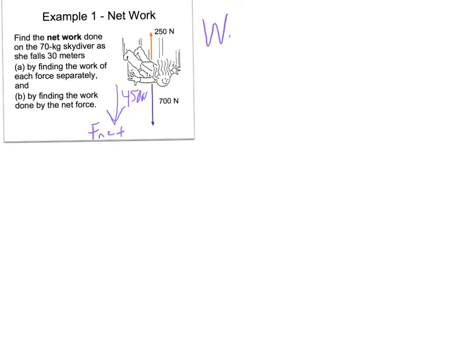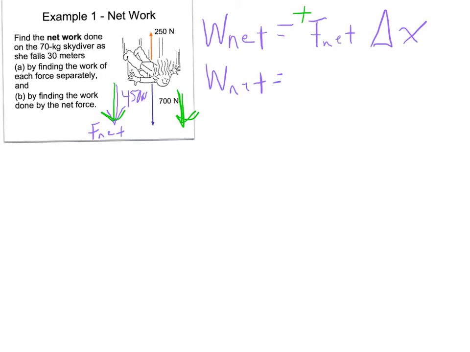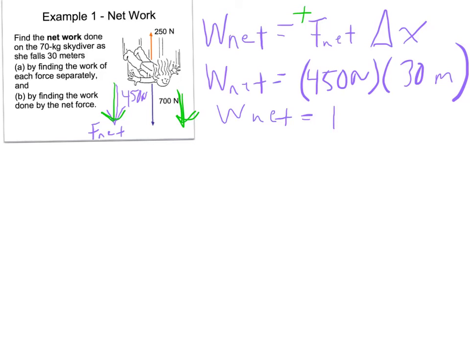So now, I just use that F net in finding the net work. So net work will be net force times displacement, and the displacement here is down, so that work's going to be positive because the net force and the displacement are in the same direction. Don't want to skip over that. Net force and displacement are in the same direction, so it's positive. W net equals 450 newtons times 30 meters. And net work equals 13,500 joules, just like last time.